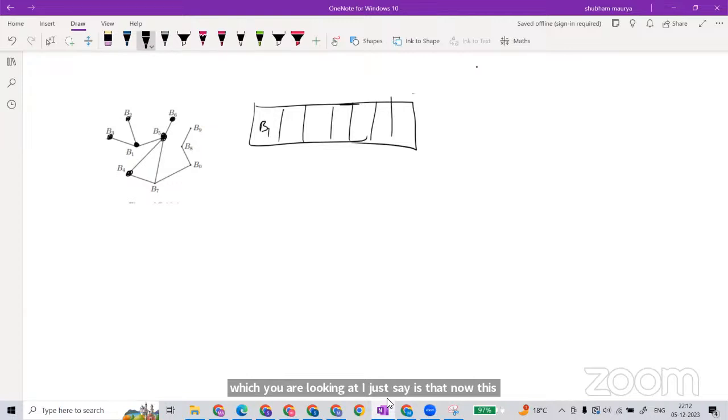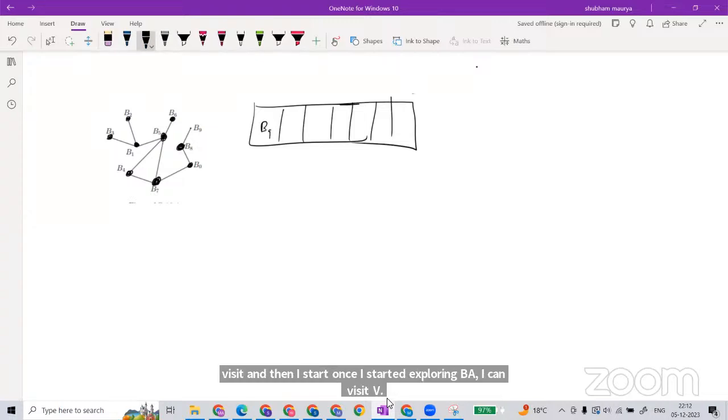The same way. Now from B7, I started exploring means I will erase that. Now I will list out the vertices I can visit from B7. So B0 only. So exploration of B7 is done. From B7 now we come to B0. From B0 only I can see B8. Then once I started exploring B8, I can visit B9. So B8 is done and B9 will be written here.